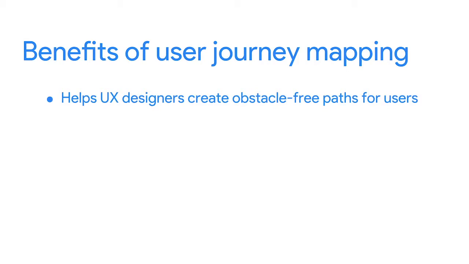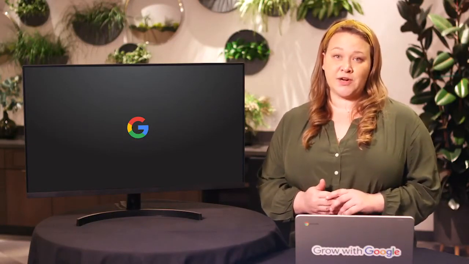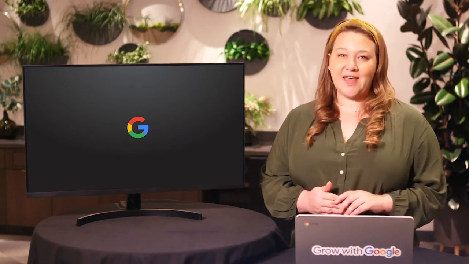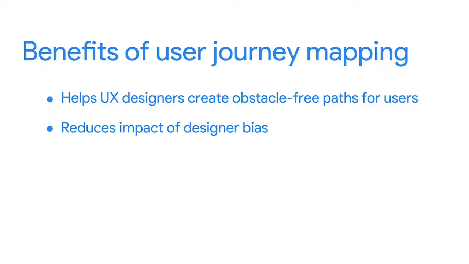A user journey map reduces the impact of designer bias, which you might remember as the tendency for the designer to design according to their own needs and wants, instead of the user's. Creating a journey map lets you thoroughly detail the user's interaction with your design. That way, you can really focus on how a specific persona, not you, thinks and feels at every step.